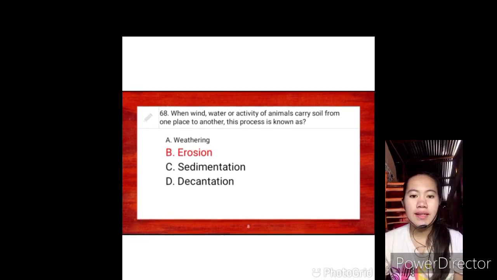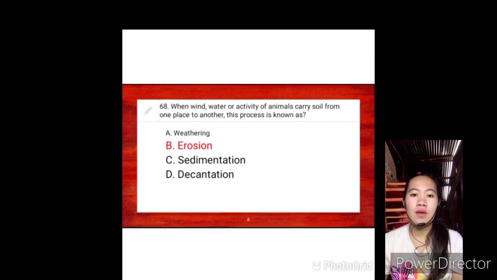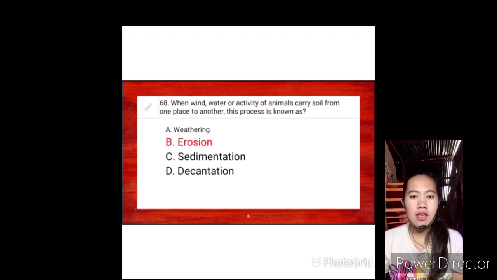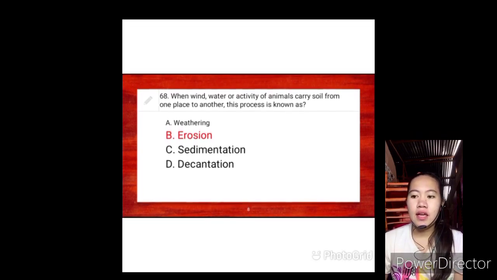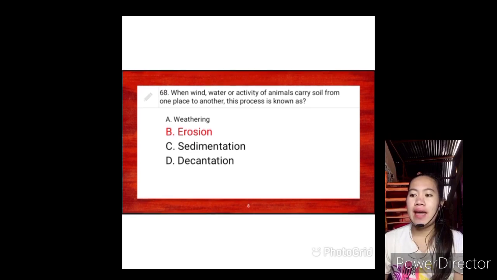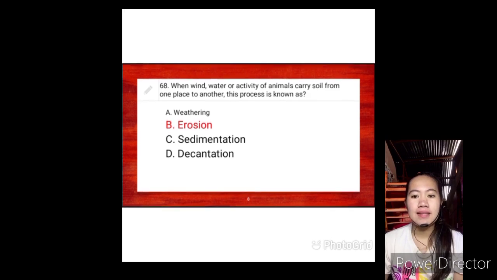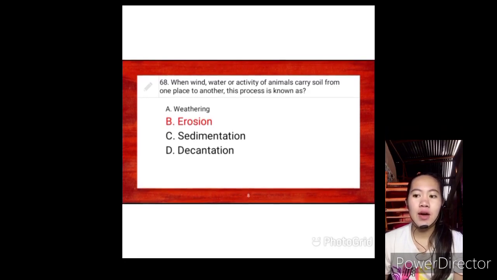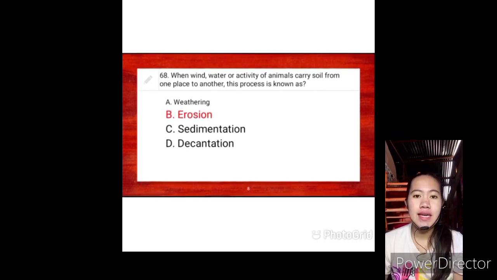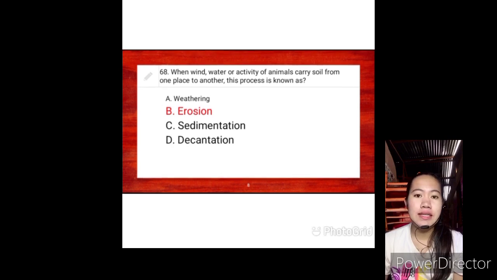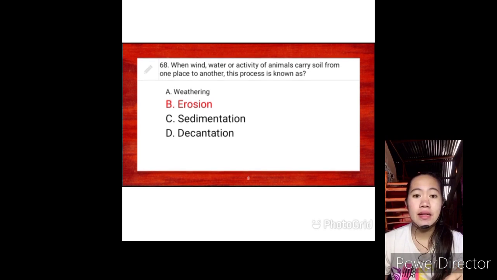So hello everyone. Today I'd be rationalizing to you items 68 to 70 of the LET questions in Earth and Space. So I'll start with number 68. When wind, water, or activity of animals carries soil from one place to another, this process is known as blank. Letter A, weathering. Letter B, erosion. Letter C, sedimentation. Or letter D, decantation. So my answer for this is letter B, erosion.